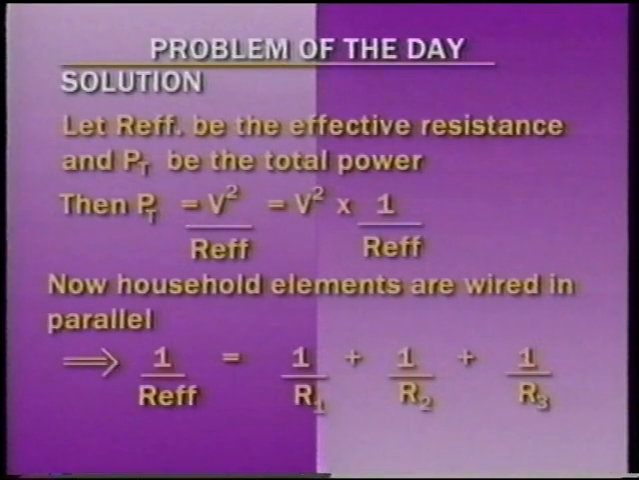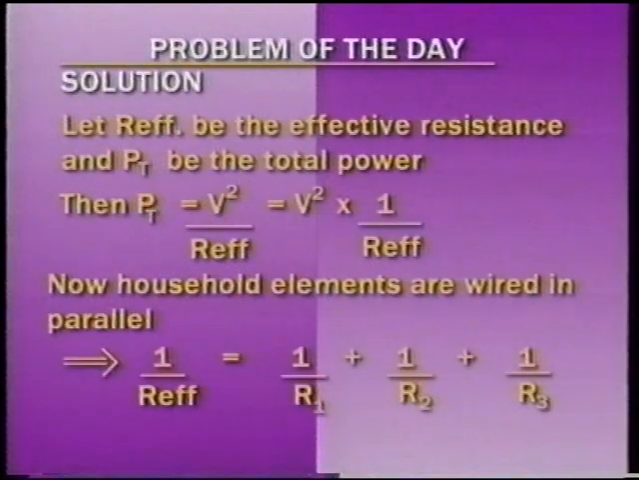Well, we've been told that a 240 mains house circuit has a 40-watt, a 60-watt, and a 100-watt bulb turned on. And we are supposed to calculate effective resistance. We say let RF be the effective resistance and PT be the total power. In that case, PT equals V squared over RF, or PT equals V squared times 1 over RF. Now we know that household elements are normally wired in parallel. So 1 over RF will be 1 over R1 plus 1 over R2 plus 1 over R3.